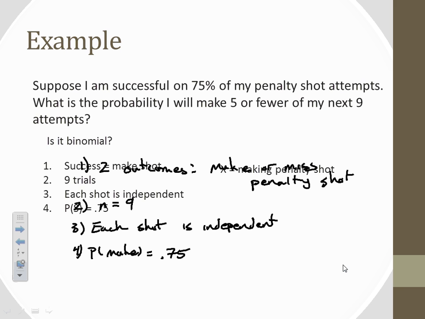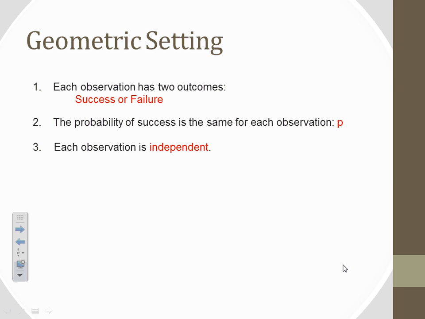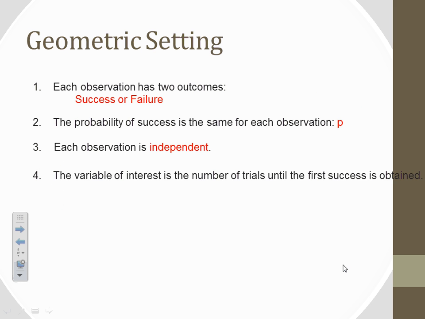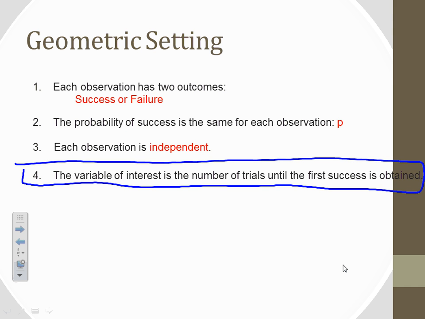All right. So a geometric setting, very similar. Again, success or failure, yes. Same thing we just saw. The probability of success is the same for each observation. So again, you can't do something without replacement. Each trial is independent, but right here, number 4 is where it's different. The variable of interest is until success.